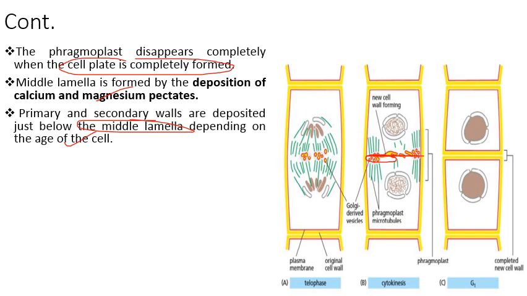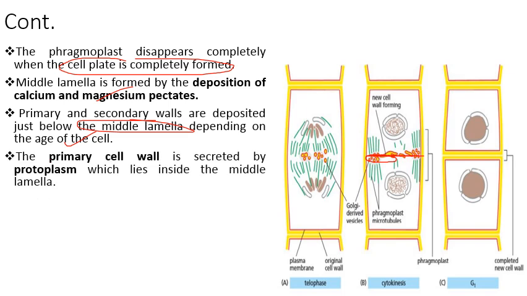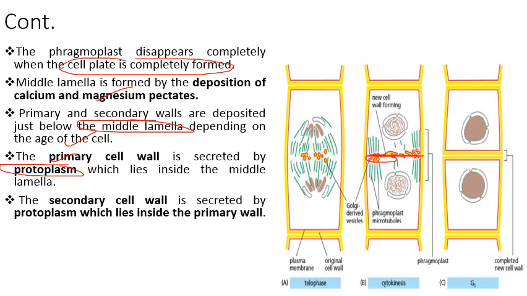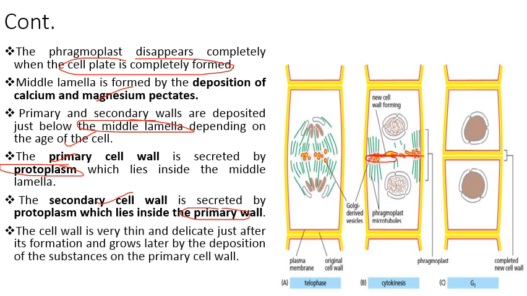Depending upon the age of the cell, young cells will have primary cell wall, and mature cells contain this secondary cell wall. And both these walls, they are secreted by this protoplasm. So secondary as well as primary cell wall is secreted by protoplasm, and the secondary cell wall lies inner to the primary cell wall, while this primary cell wall lies inner to the middle lamella.